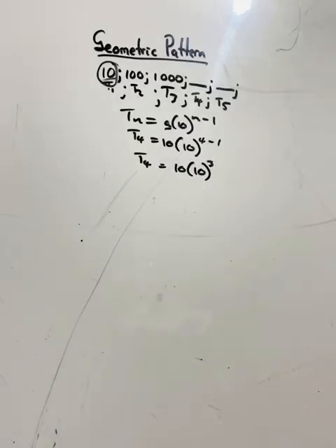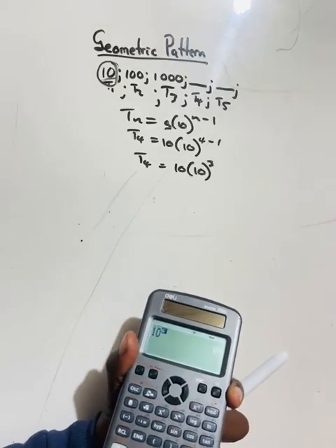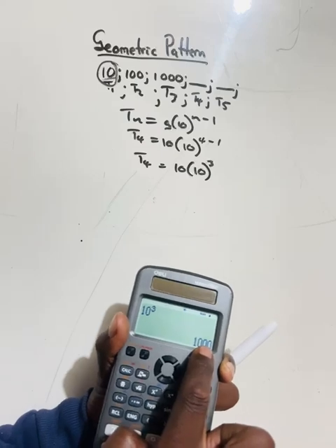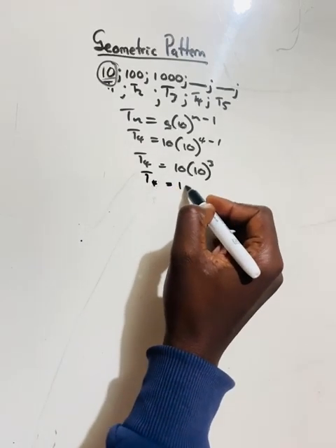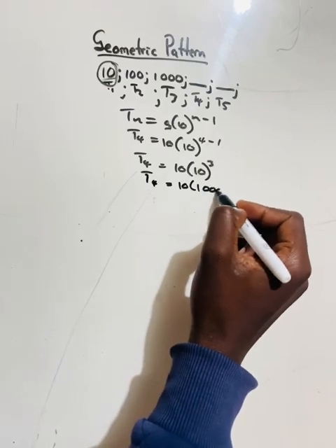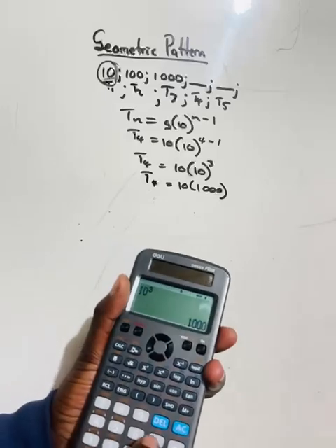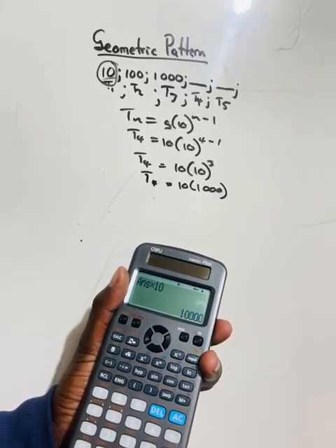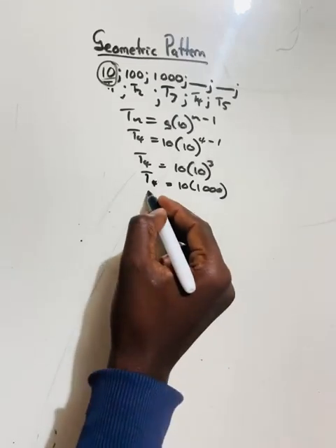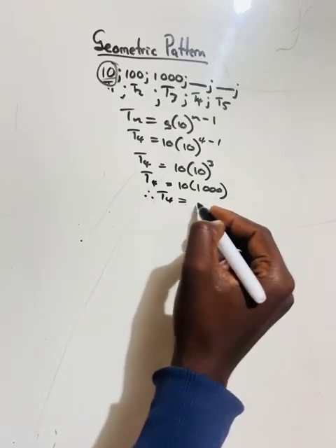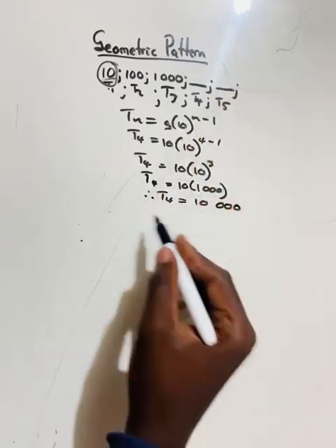Let's just confirm with the calculator. So we now say 10 to the power 3, it's 1,000. Now, we have got 10 multiplied by 1,000. Now we must say this 1,000 multiplied by 10. I think it's 10,000. So we multiply by 10 and it gives us what? Voila. It actually gives us 10,000. So therefore, we can conclude that our fourth term is equal to 10,000. We have found the fourth term. We must now find the fifth term.